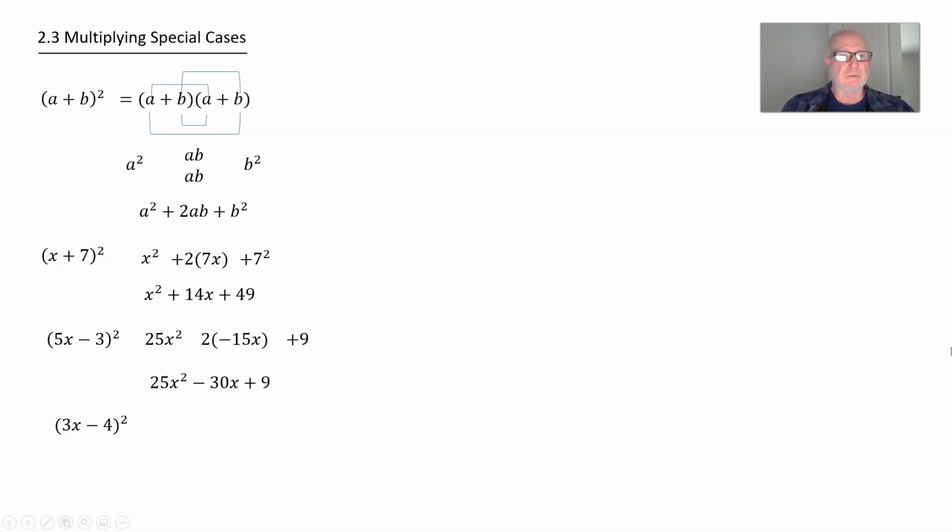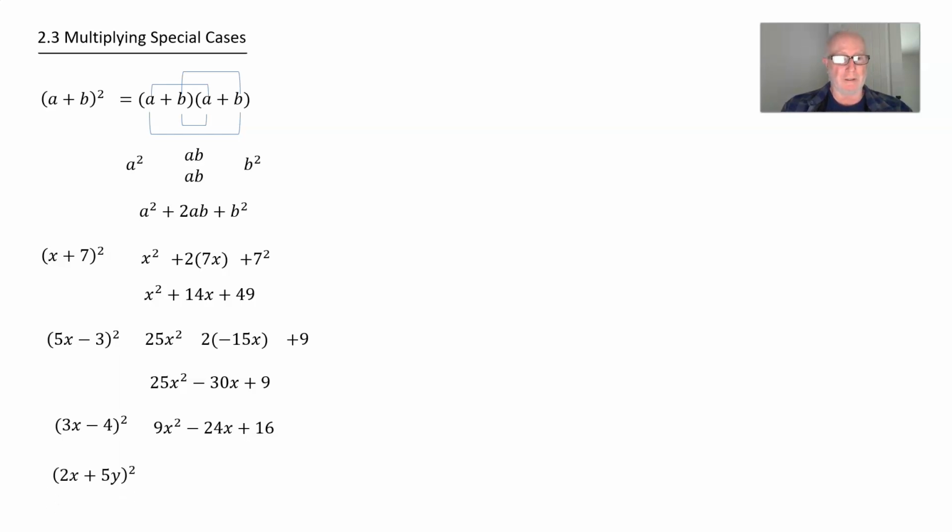All right, here's one for you to try. 3x minus 4 squared. Pause the video, figure out what that is, and then resume. 3x squared is 9x squared. Negative 4 squared is 16. 3 times 4 is 12 times 2 is 24. So 9x squared minus 24x plus 16.